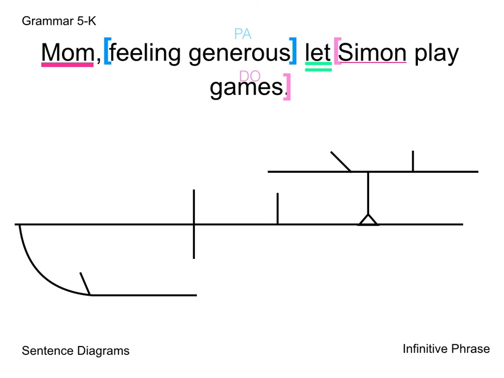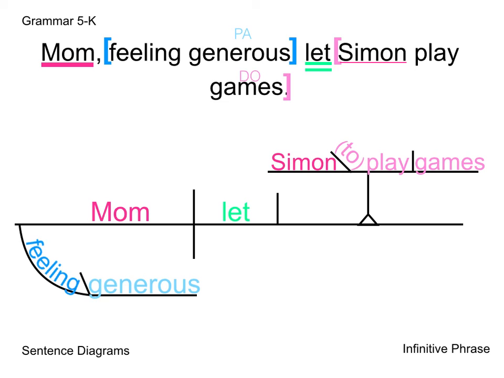Now I can start filling this out. I have a subject and a verb, and then I have my direct object as an infinitive phrase. Notice that our verbal play is a bare infinitive. So I put to in parentheses because it's an omitted to. And then play is my verb of the infinitive. Simon is my subject. Games is my DO. And then I have my modifier for mom, which is feeling generous.